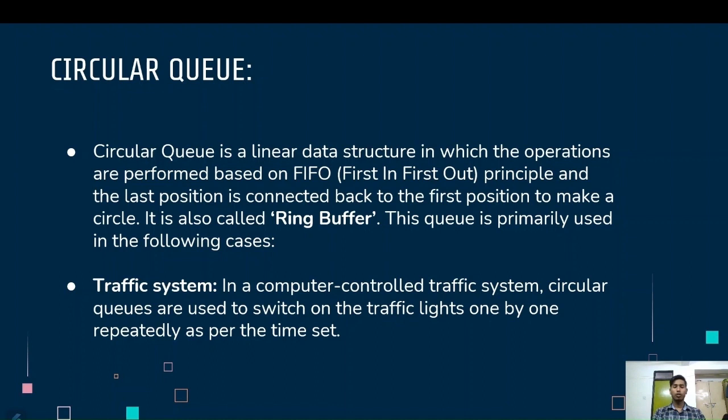The circle made from the first element to the last element is called a ring buffer. An example of a circular queue is a traffic system. In a computer controlled traffic zone, circular queues are used to switch on the traffic lights one by one repeatedly as per the time set.